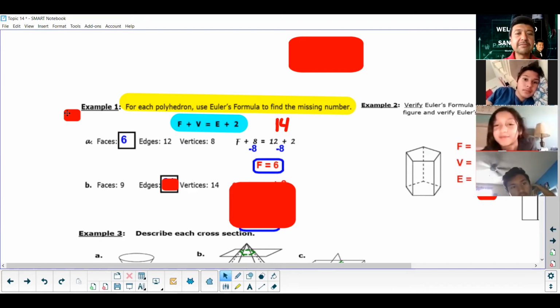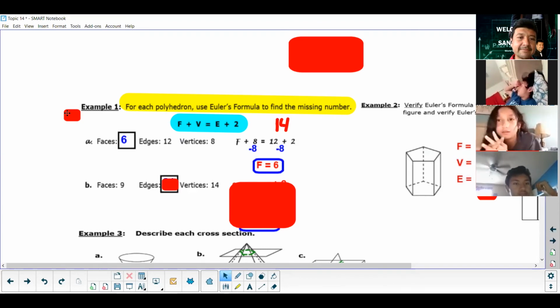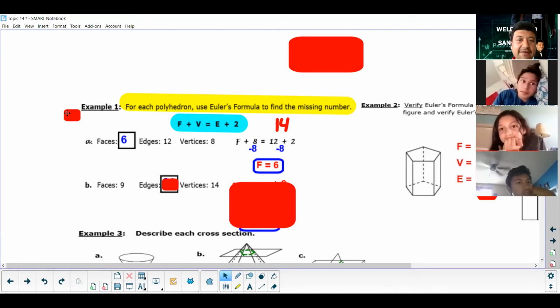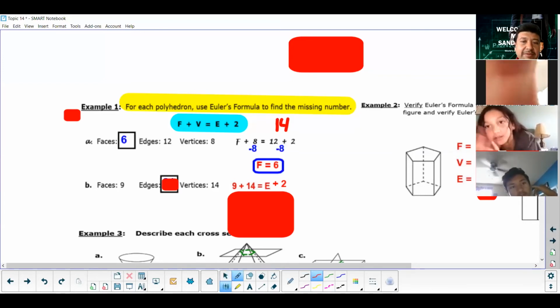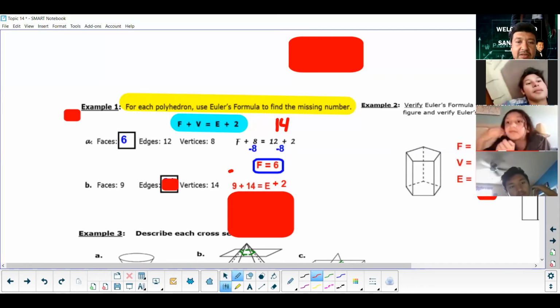So let's say, how would you do B? So you would do, well, F plus 9? No, not F plus 9, because in this case, faces is 9, right? So I'll have 9 plus 14. You see that? And we're trying to find edges this time. So how would you solve this? You would do 9 plus 14, which is how much? 23. Yeah, 23. And then what else?